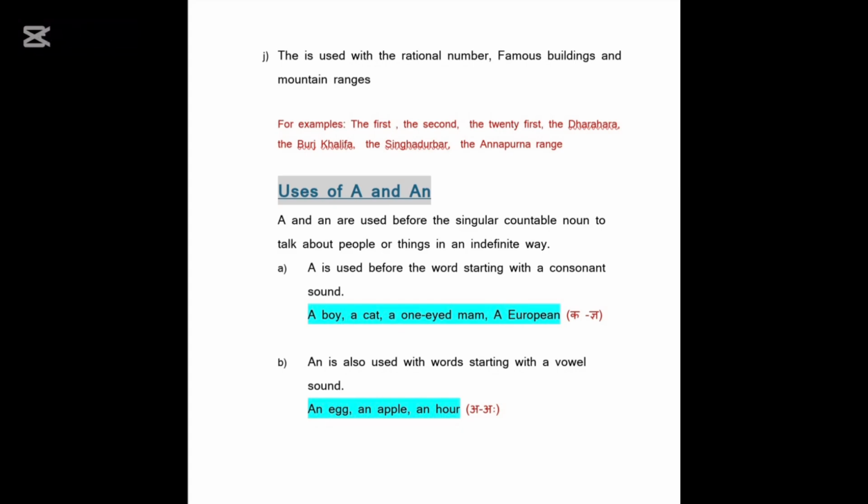So famous buildings हरुको अगाडि पनि हामीले के राख्छौं त the, like the Dharara, the Burj Khalifa, like this, like the Bay of Bengal also, because we can use it with the ocean and the seas also, like the Indian Ocean also, the Narayani River also, before rivers also, and so on. So I just talked about the uses of the. Now moving on towards uses of O and N.